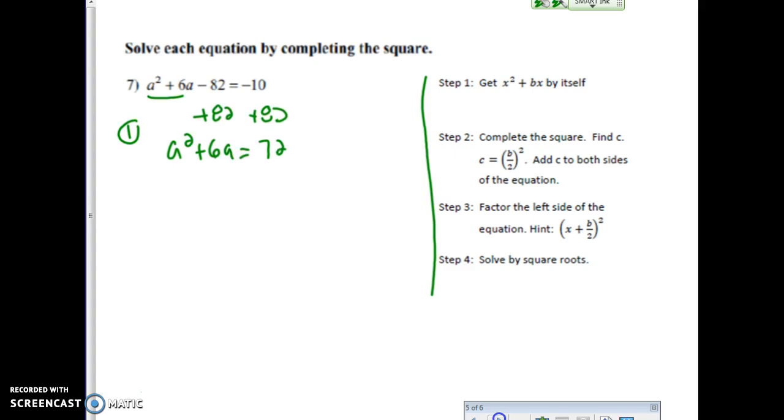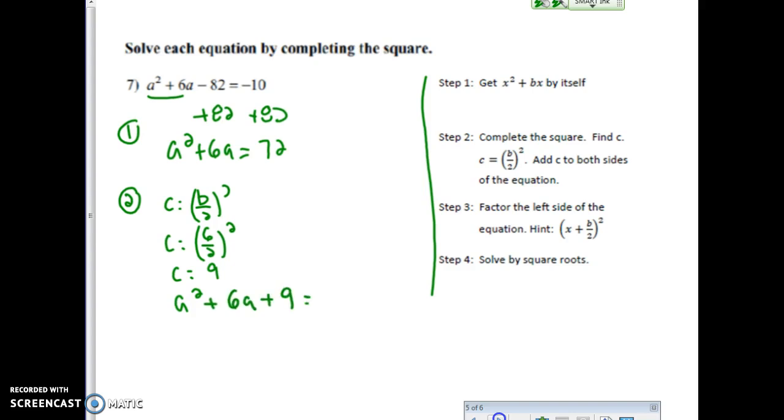Okay? Then step 2, what we're going to do is we're going to complete the square. We're going to find c. So first thing we want to do is find out what c is. So c, remember, is b over 2 squared. So in this case, it's going to be 6 over 2 squared. So c is going to be 9. And what I'm going to do with that is I'm going to add it to both sides. I got to keep the equation balanced, so I can't add a 9 to one side without doing it to the other.